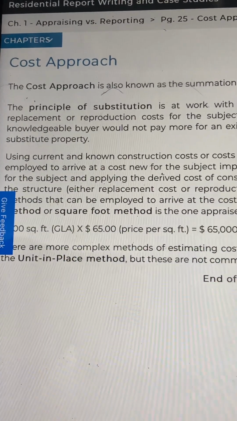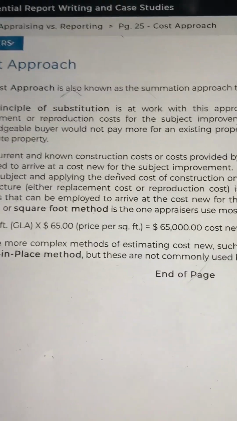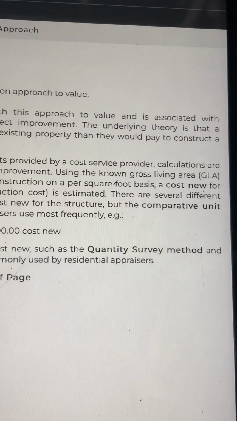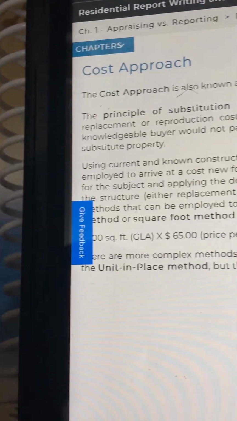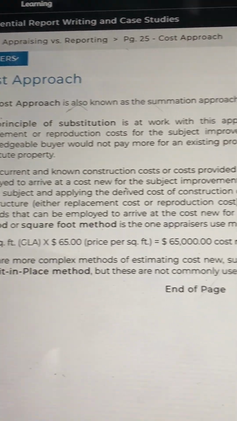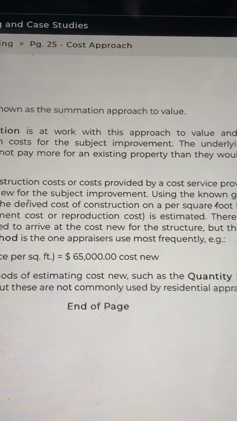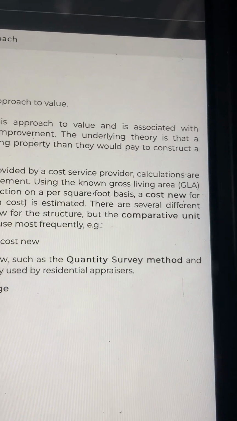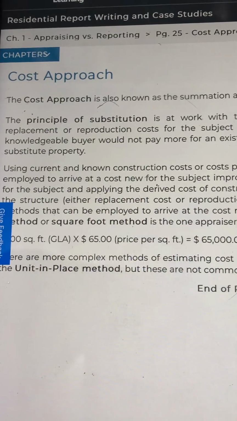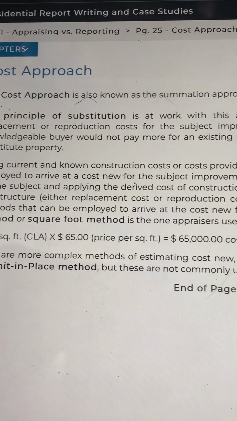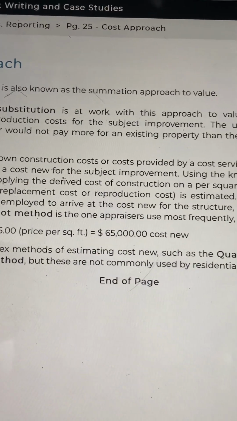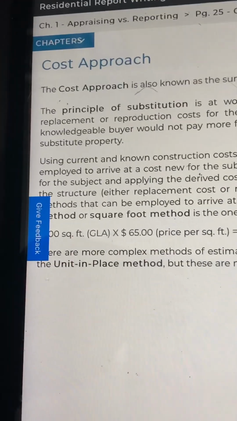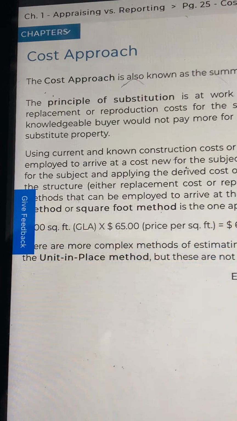The principle of substitution is at work with this approach to value and is associated with replacement or reproduction costs for the subject improvement. The underlying theory is that a knowledgeable buyer would not pay more for an existing property than they would pay to construct a substitute property.